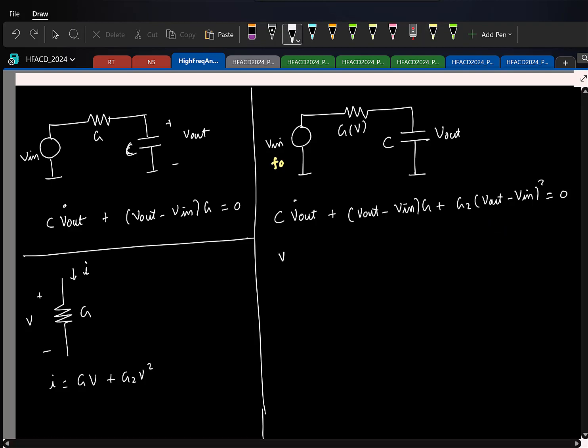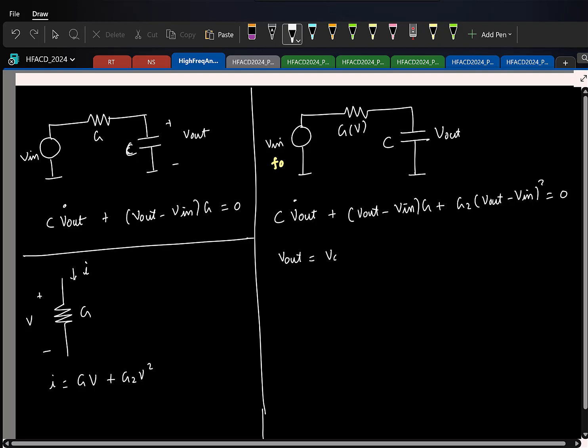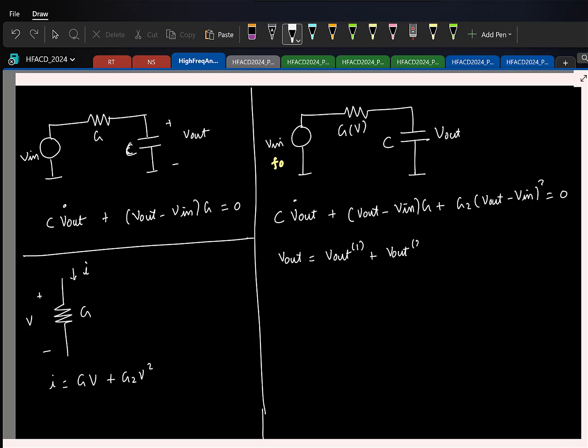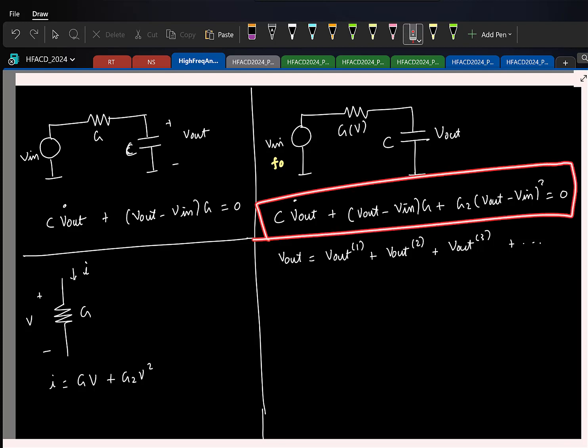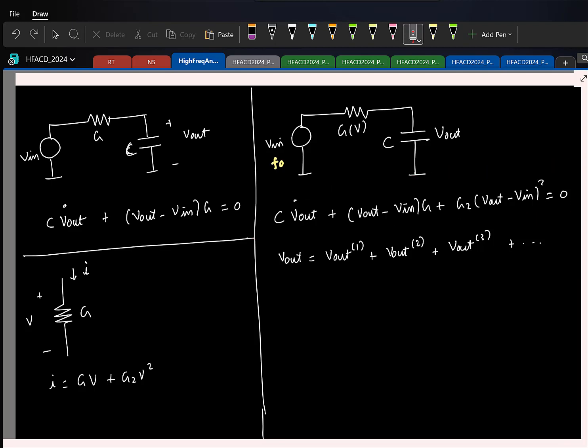Which means my output, I can write it like this. It consists of a linear term, a second order nonlinear term, a third order term, etc. Right? And you have to find everything. And if you want to find this, you have to solve this equation. This is a nonlinear differential equation.